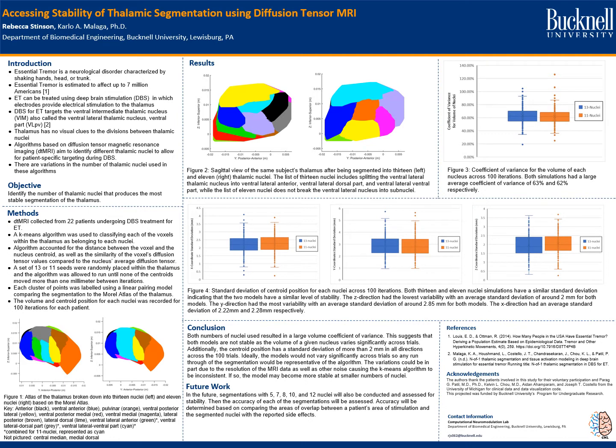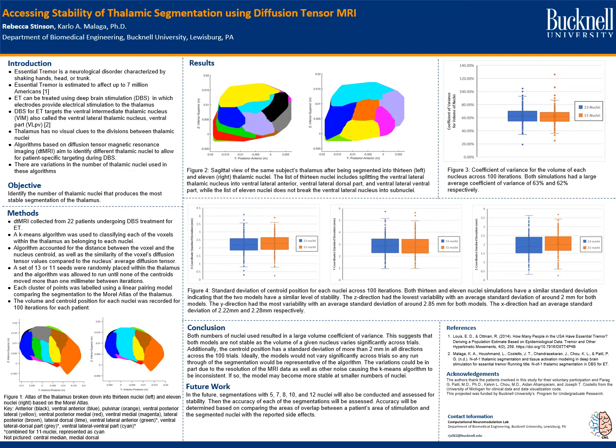This summer, I've been working with Dr. Carlo Malaga on a project assessing the stability of thalamic segmentation algorithms for treatment of essential tremor. Essential tremor is a neurological disorder mainly characterized by shaking in the hands. One form of treatment for essential tremor is deep brain stimulation, or DBS.